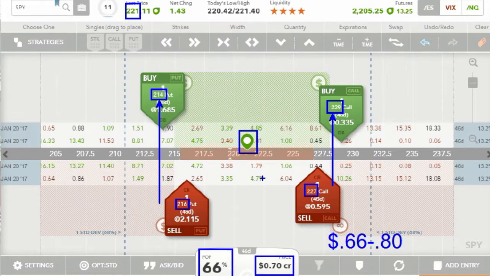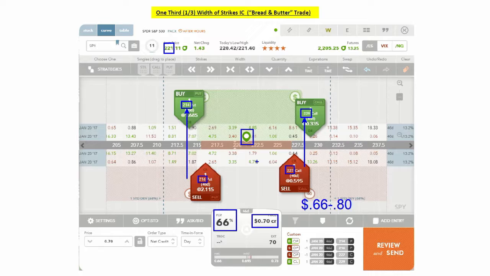So far it's fitting all our rules perfectly. The stock price is centered between our two short strikes. We're collecting the 66 to 80 cents for the $2 width. We're getting 70, and we're roughly at the 68% POP. So everything looks good. Bread and butter trade sets up correctly. Perfect.